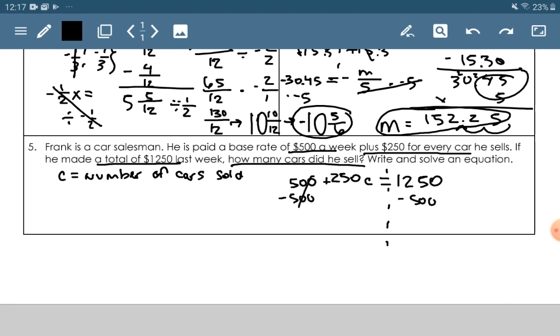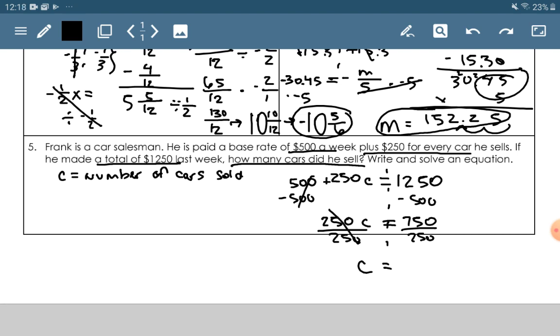On the left side, they cancel out, leaving me with 250C equals. On the right side, if you need to rewrite it somewhere and figure it out, you're going to do 1250 minus 500, and you're going to get an answer of 750. Finally, we still have to get rid of that 250, and it is right next to the variable, which means it's showing multiplication. So to get rid of it, I'm going to do the opposite, which is division by 250 on both sides. On the left, they cancel, leaving me with just C.